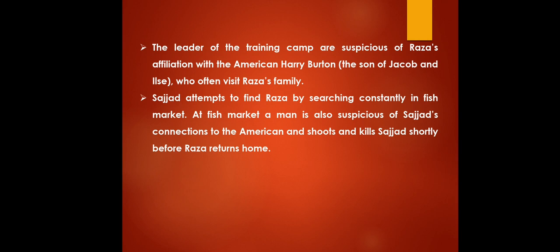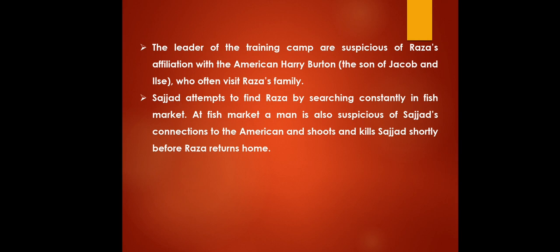Now Sajjad attempts to find Raza. We see that Raza has joined the training camp in Afghanistan without telling his parents. So Sajjad is trying to find Raza by searching constantly in the fish market. There was a fish market where Raza used to go mostly, and because of that Sajjad tried to find him there. At the fish market, a man is also suspicious of Sajjad's connection to the American, and shoots and kills Sajjad shortly before Raza returns home.